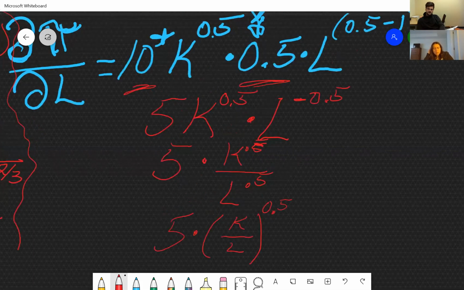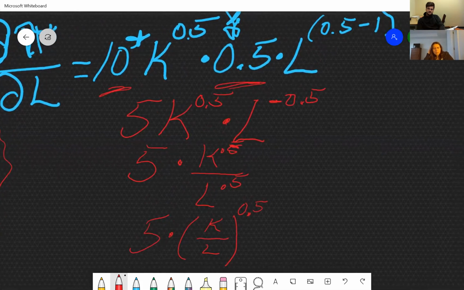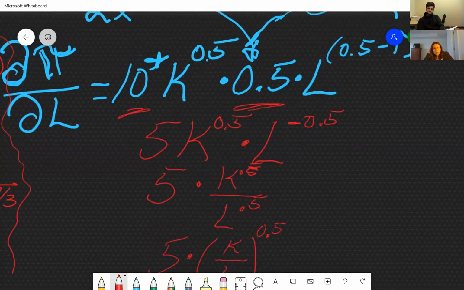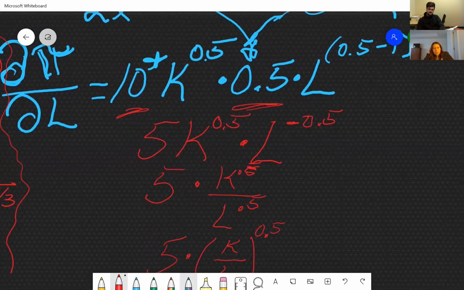So that's the first part. We're taking the derivative with respect to the labor of the profit function. The derivative of the profit with respect to the labor.